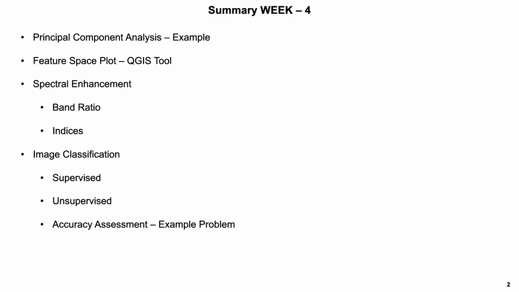And then we saw what is image classification, what are the different levels of classification, and we had different scenarios, which will determine the level of classification that you would like to do for your study area. And then there is supervised classification, unsupervised classification. In that, once we get our classified image, we do the accuracy assessment on that image, and then we check for the accuracy of the classification. And we also worked out one example problem on the accuracy assessment.